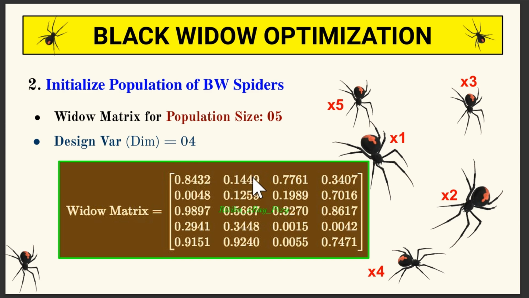This means we have 4 variables per widow. Now you can see the widow matrix. Here we have 5 search agents as windows, and you can see dimension means the total number of design variables we have, which is 4.